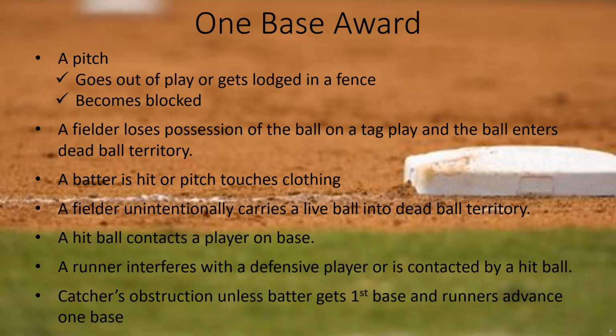If it happens and everybody advances a base, including the batter who gets first, catcher's obstruction is off. If everybody doesn't advance a base or the batter doesn't reach first, then the coach gets the choice of the play, or the batter is awarded first base and other runners advance if they're required to advance on a force.